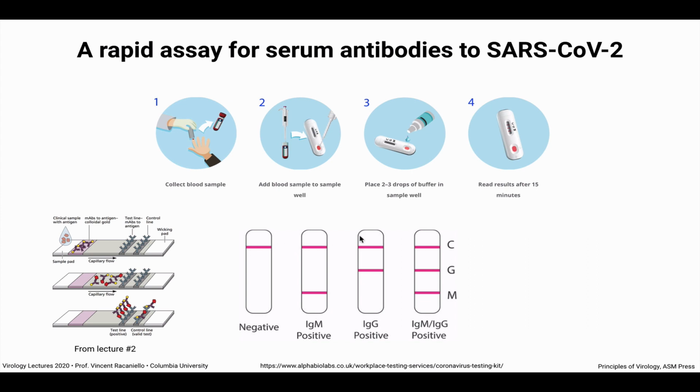And the result is very cool. There's a control line, which shows you the assay is working. And then there's lines for both IgG and IgM. So here is a negative result. You haven't been infected with SARS-CoV-2. Here you're only IgM positive, which means you're really early in the infection. Here you're IgG positive only, which means the infection has been at least 2 months ago. And both, you're somewhere in between 0 and 2 months, of course.